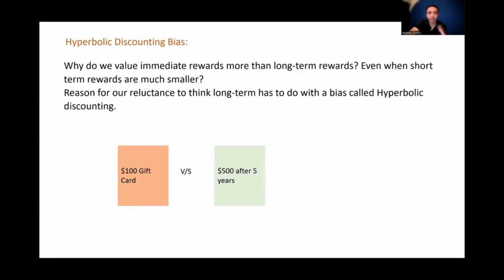Little scary term, but what it means is, why do we value immediate rewards more than long-term rewards, even when the short-term rewards are much smaller, right? The delayed gratification, nobody wants to go for it. The instant gratification that people choose, why is that? It's called hyperbolic discounting bias. The reason for our reluctance to think long term has to do with this bias.